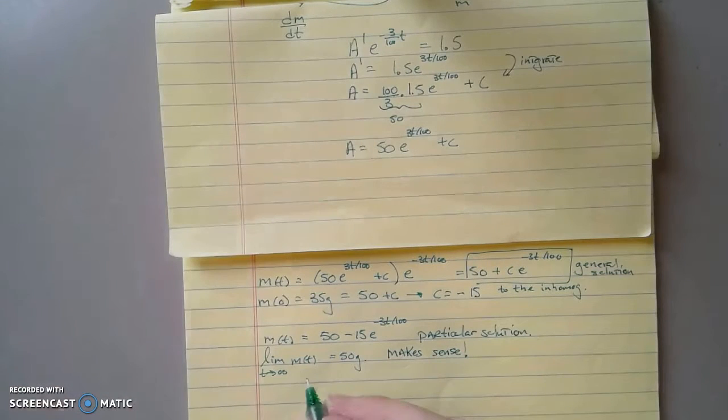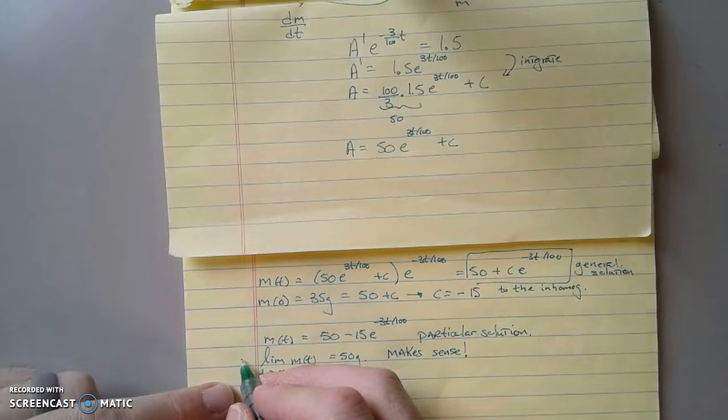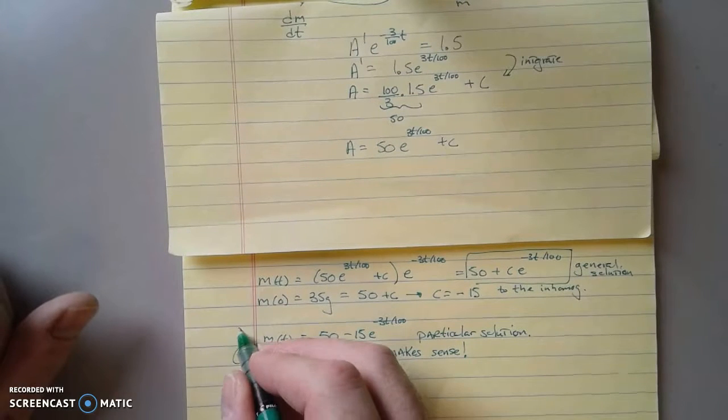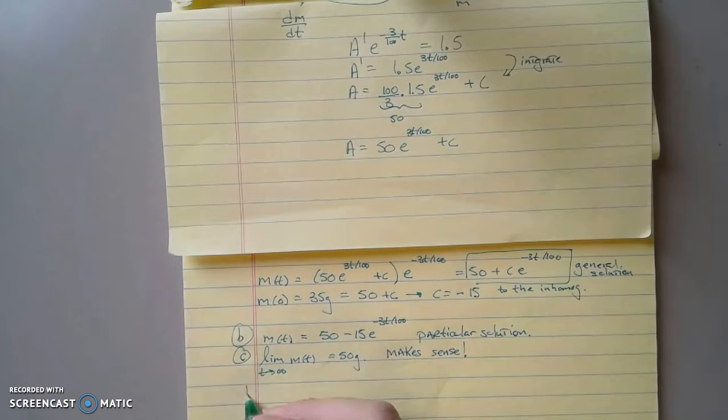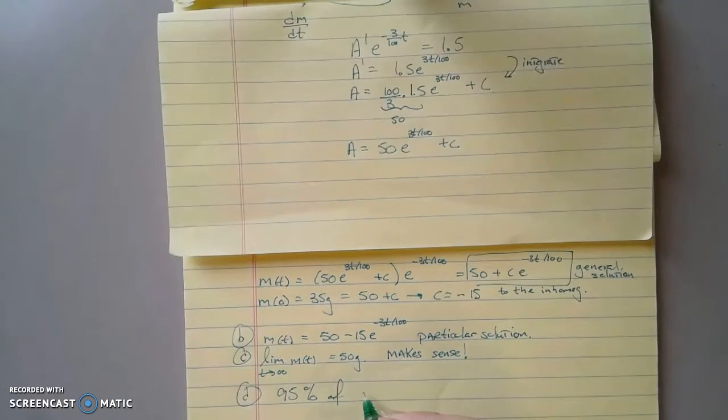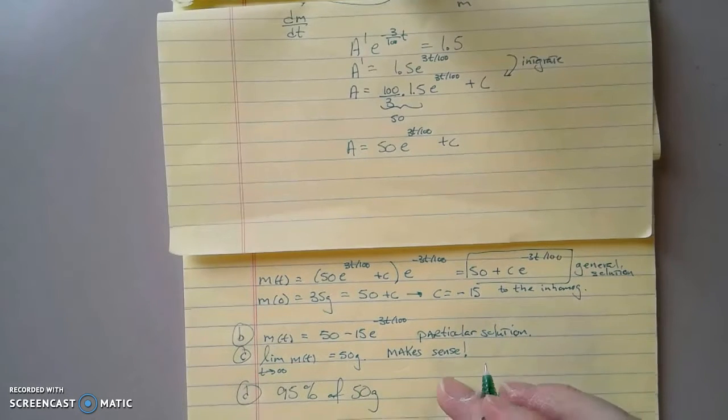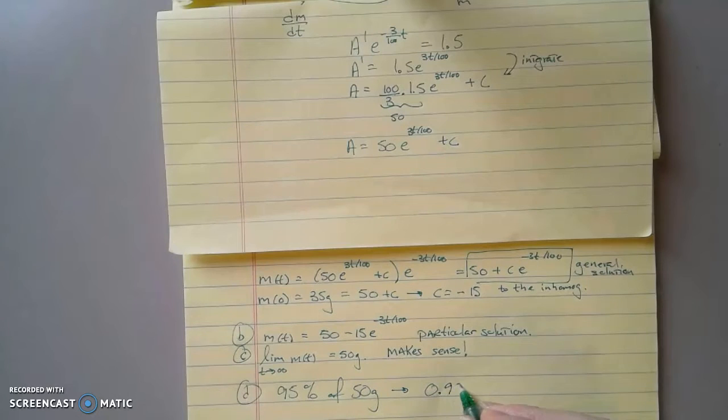And then as a follow-up, I think this was C. This was B. D: how long does it take before you're at 95% of 50 grams? Well, that's easy to solve. You just do 0.95 times 50 equals 50 minus 15 e to the minus 3t over 100, and solve. T will end up being about an hour. It's in minutes, so it'll be about 59 plus minutes. But it takes about an hour to get pretty close to there.